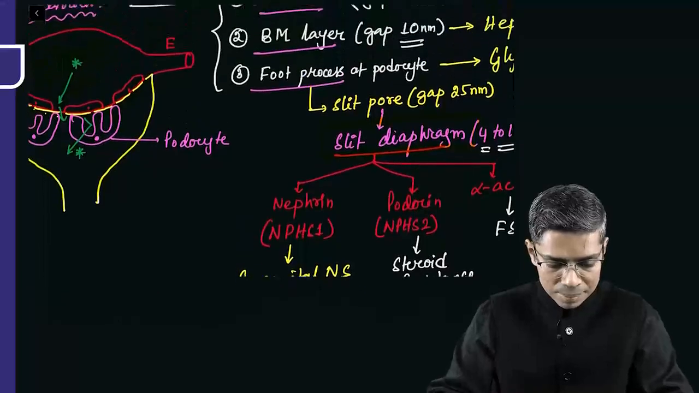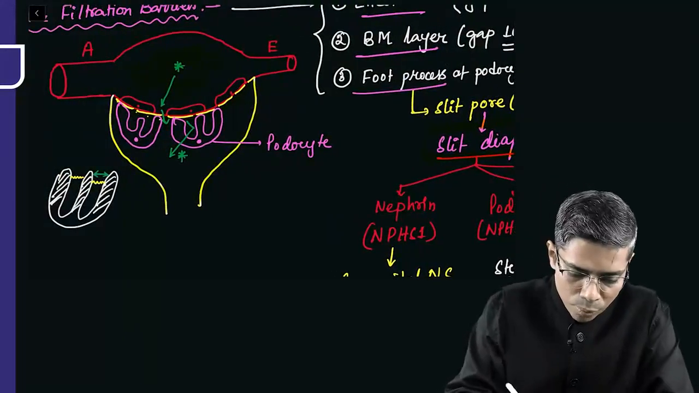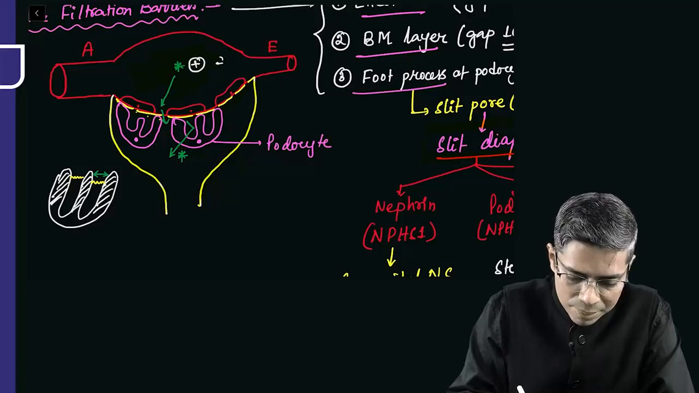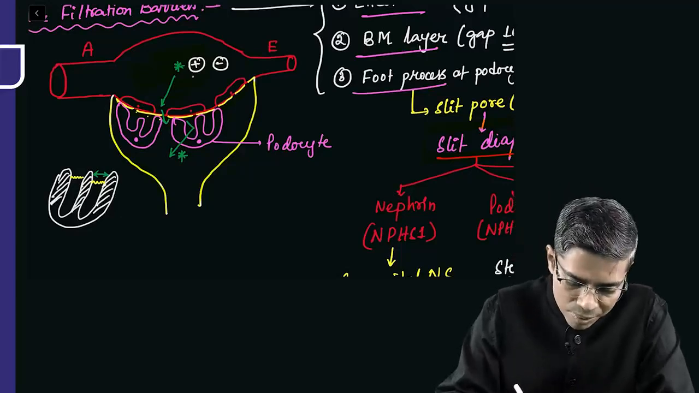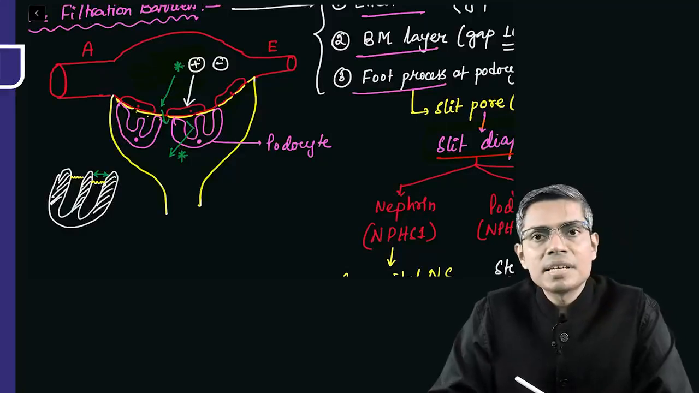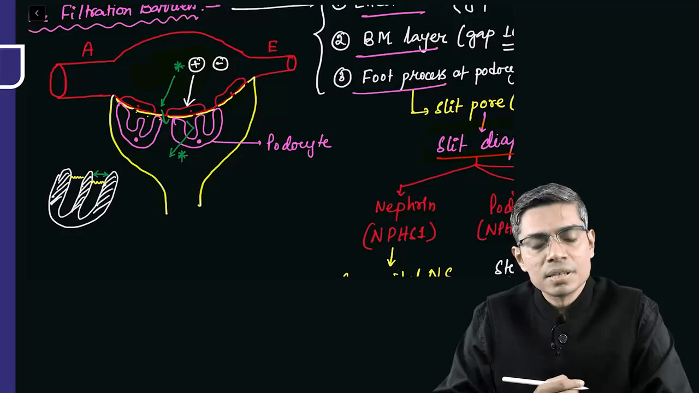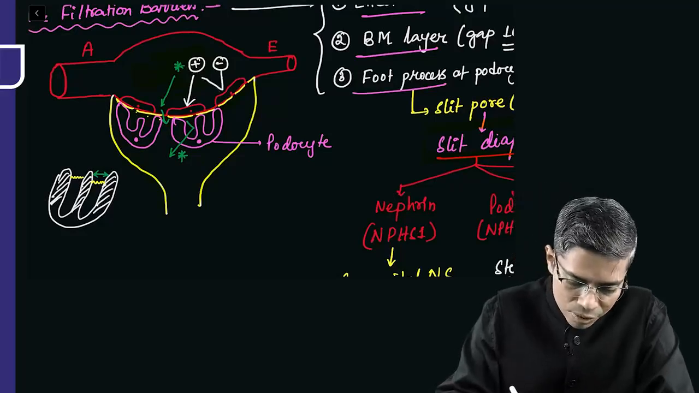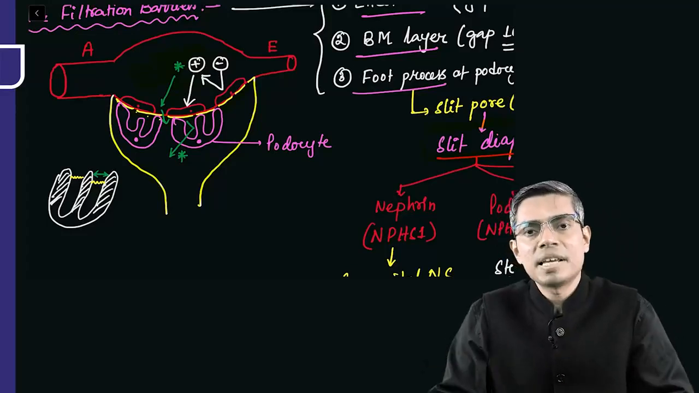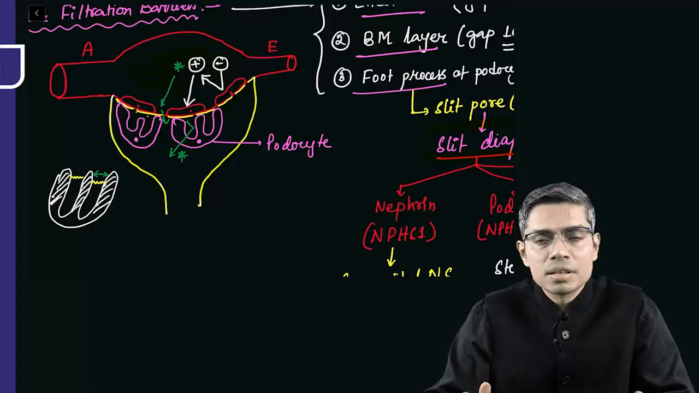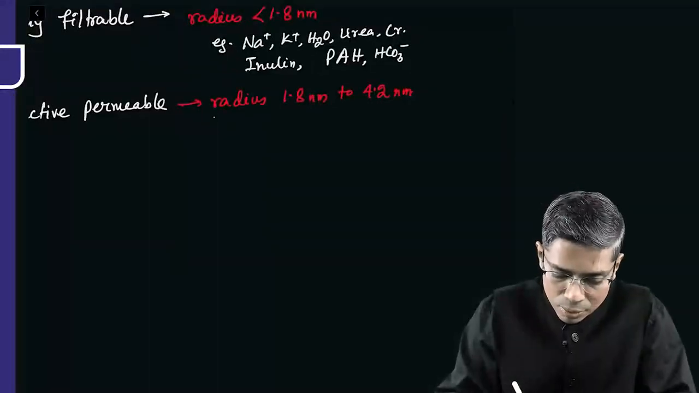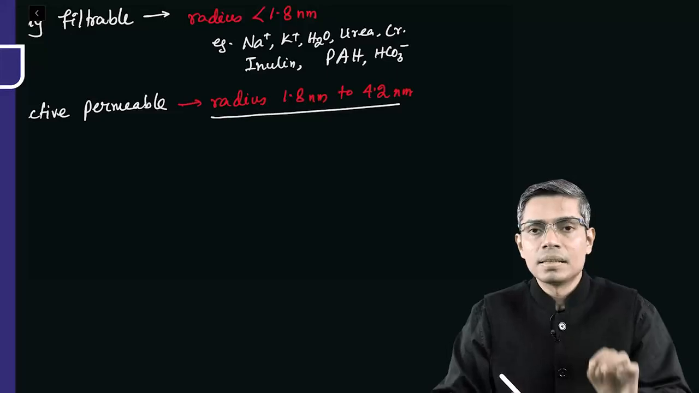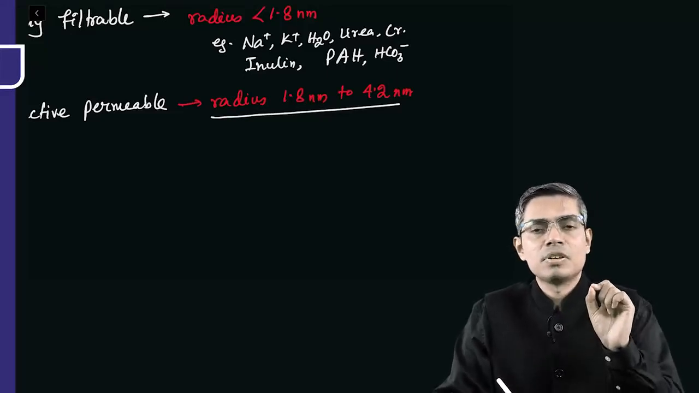For example, look at this diagram. Suppose I am talking about one positively charged substance and one negatively charged substance. This positively charged substance will be attracted toward this filtration barrier because the filtration barrier is negatively charged. But this negatively charged substance will be repulsed by the filtration barrier because like charges repel. So if the molecular radius is within this range, then the filtration of the substance will be determined by the charge present on it.